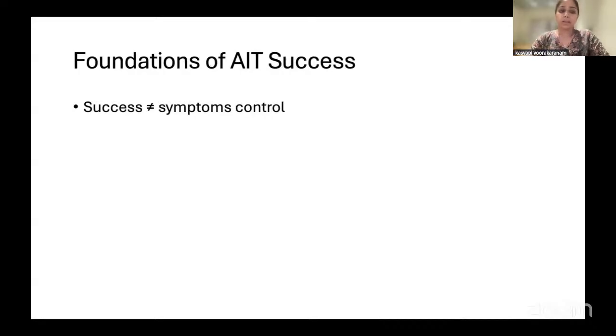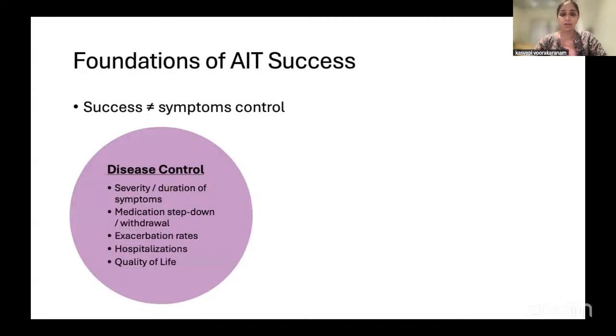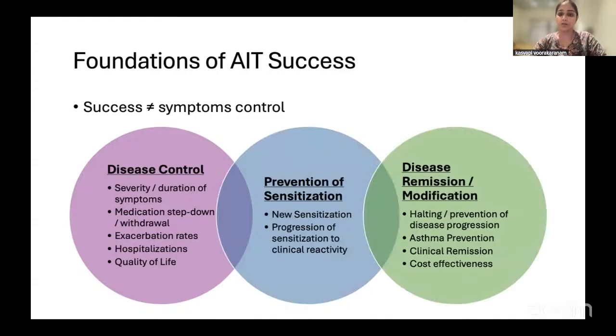We all know that the success of allergen immunotherapy is a slow process, but the success does not directly imply the control of the symptoms. Success is also measured with disease control, with prevention of sensitization, and also disease remission. Disease control with respect to allergen immunotherapy is measured in severity of the symptoms, duration of the symptoms, assessing how many exacerbations the patient has overcome and how the rates have come down, fewer hospitalizations, and overall improving the quality of life of the patient.